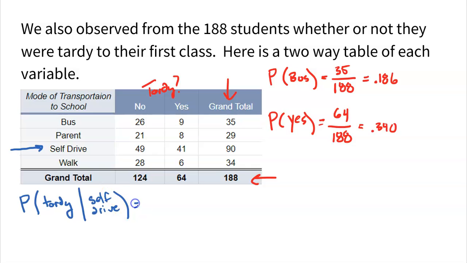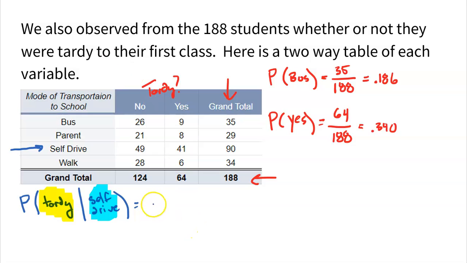So again, in words, this is the proportion that are tardy of the kids that drive to school. Or I could actually flip that around and say, of the kids that drive to school, what proportion are tardy? But it doesn't change the fact that I'm looking for the proportion of kids that are tardy, which is why tardy goes first. But there's this condition, amongst or of, that the kids have to be driving themselves to school.